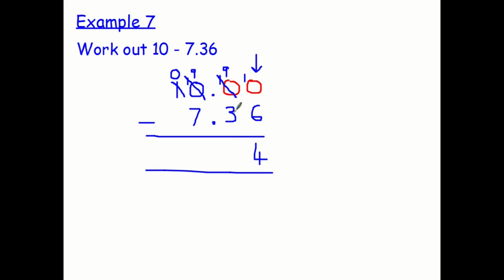This column now is 9 take away 3, which is 6. Put my decimal point in. This column is 9 take away 7, which is 2. And then this final column here is just 0 take away, well, there's a 0 there because that number is 7.36. So it's 0 take away 0, which is just 0, so you can either put 0 there or you can leave it blank, and your final answer there is 2.64.